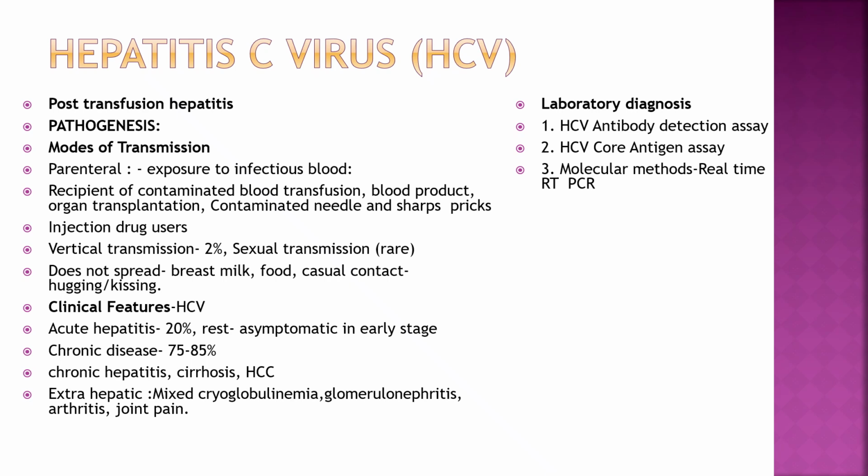Clinical features: acute hepatitis 20%, the rest asymptomatic in early stage. Chronic disease 75 to 85%: chronic hepatitis, cirrhosis, hepatocellular carcinoma. Extrahepatic manifestations: cryoglobulinemia, glomerulonephritis, arthritis, joint pain. Laboratory diagnosis: HCV antibody detection assay, HCV core antigen assay, molecular methods such as real-time RT-PCR.